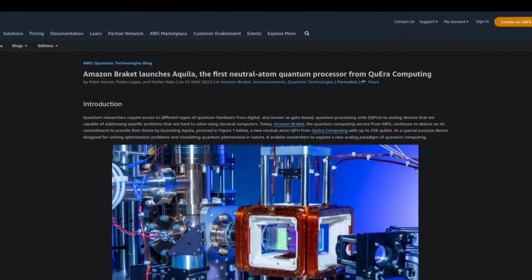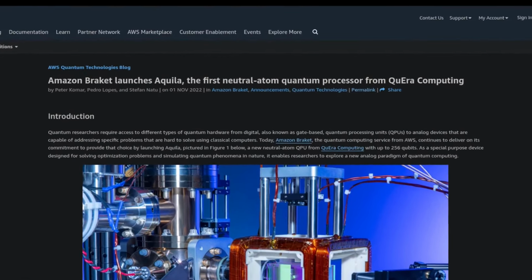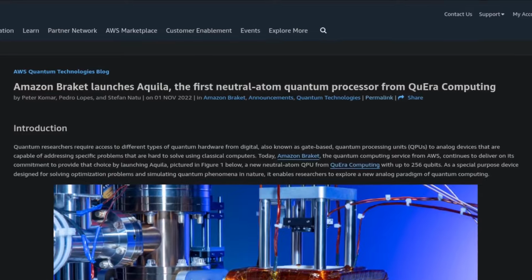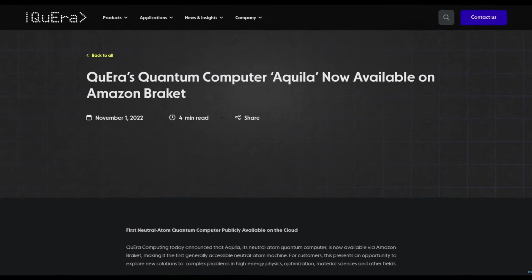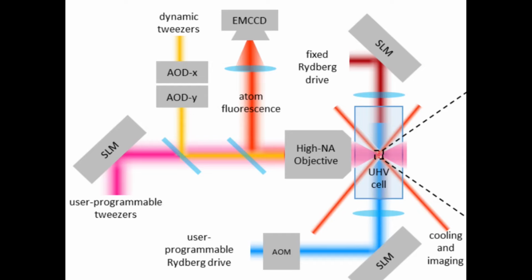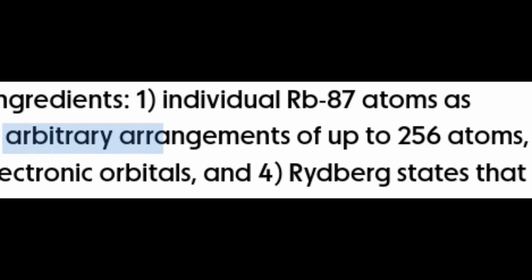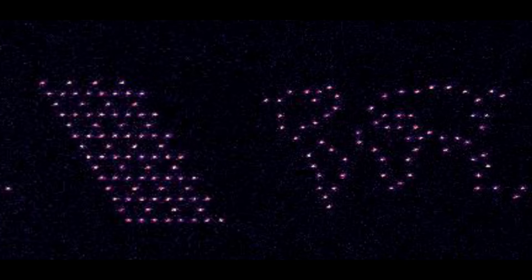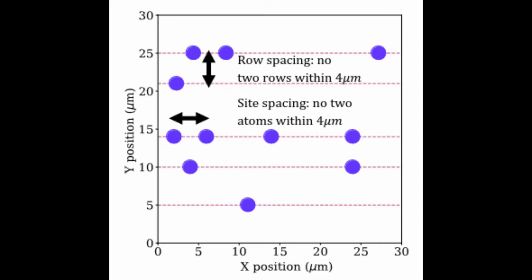On November 21st, 2022, the company QuEra made their quantum computer, which they called Aquila, accessible to the public. Part of its functionality was picking up and moving around individual atoms, which you could use to create any pattern imaginable, as long as it satisfied this big list of restrictions.